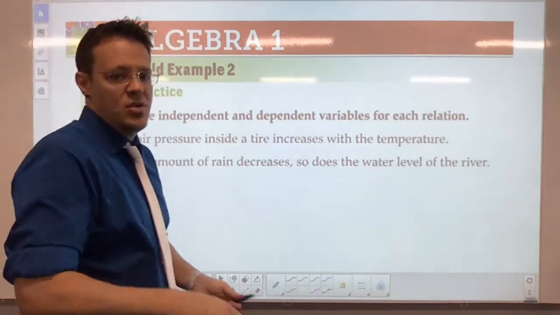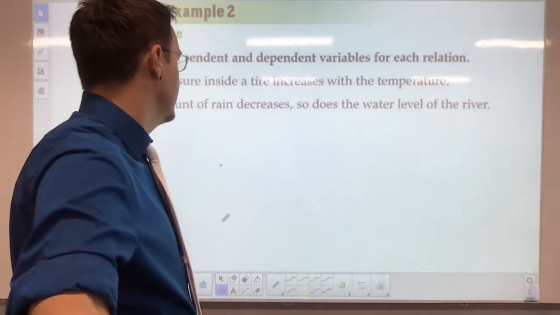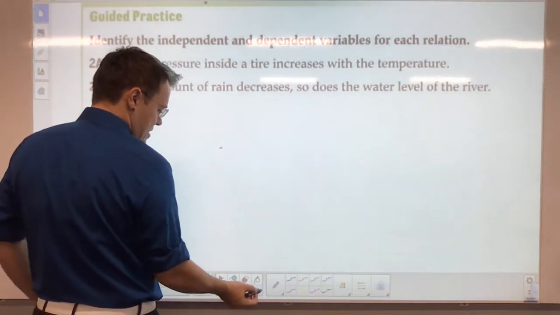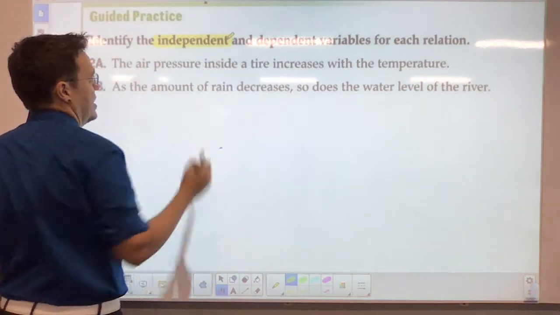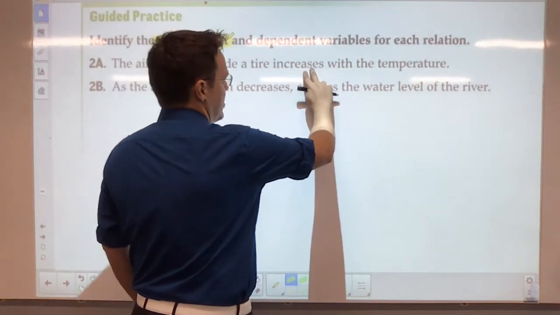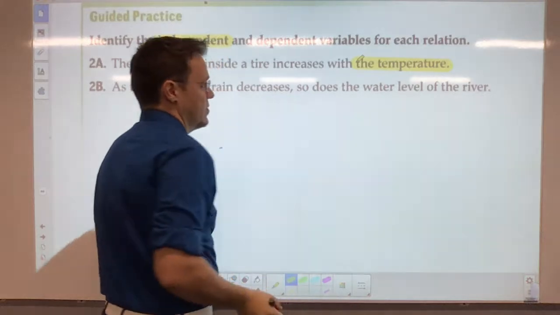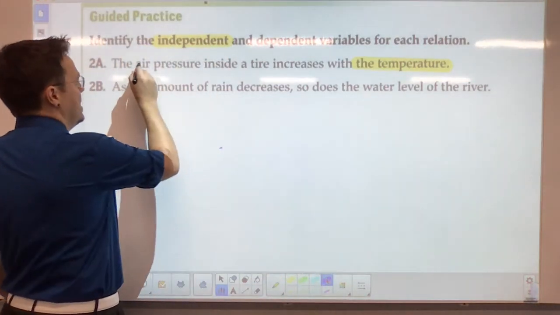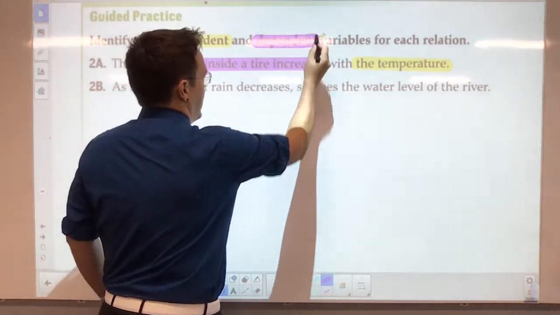All right, so there were going to be two questions back to back on here, guys. Hopefully you figured it out and understood exactly what we're wanting here. I'm just going to highlight these to make it easier so we can go a little quicker. If it's independent, I'm going to go yellow. So what is independent? Air pressure inside the tire increases with the what? Temperature. So independent is the temperature. You guys know you can't change the temperature. So what's the opposite? Air pressure inside the tire increases, and that is the dependent variable.